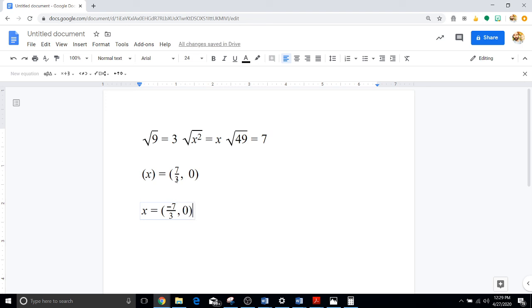So our two x-intercepts are 7 thirds, comma 0, and negative 7 thirds, comma 0.